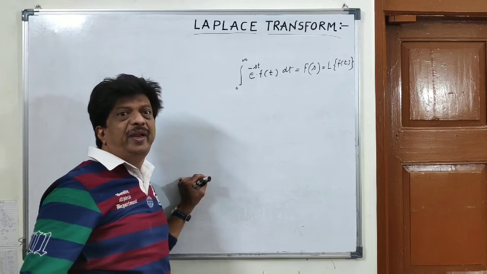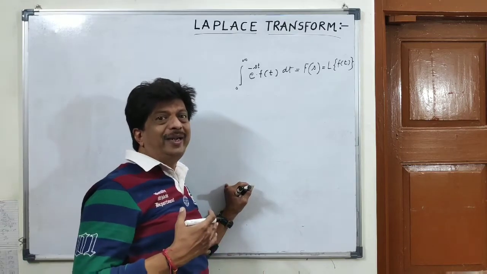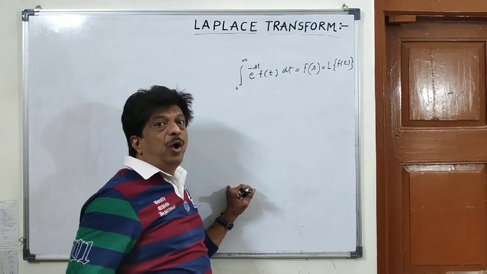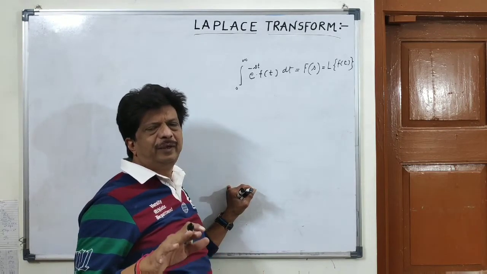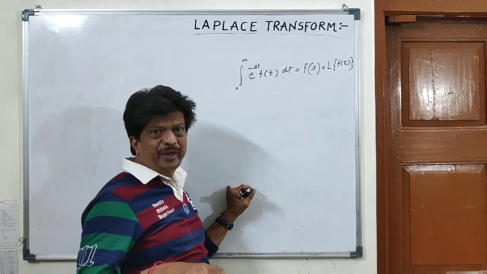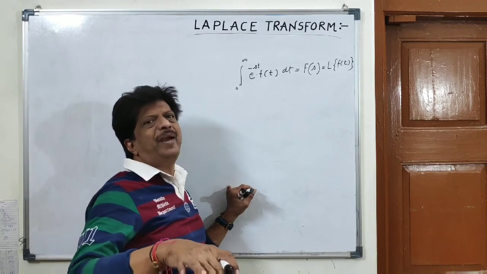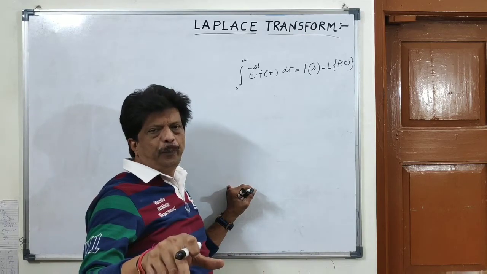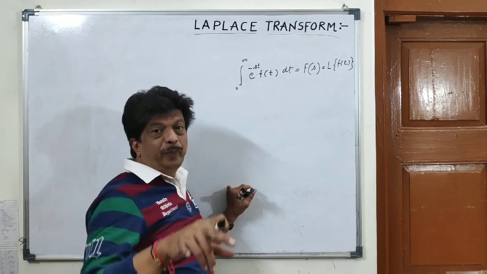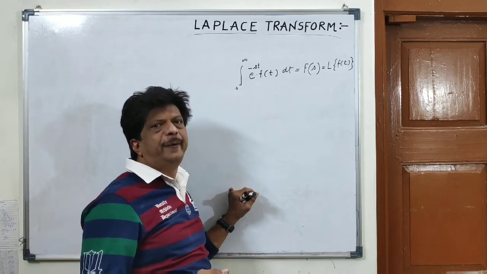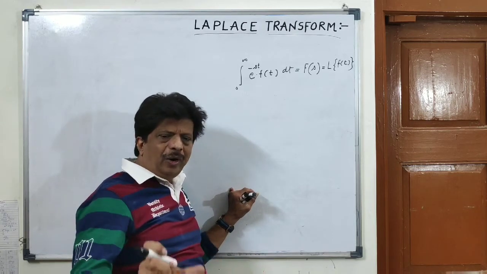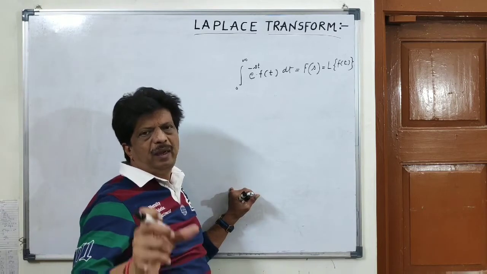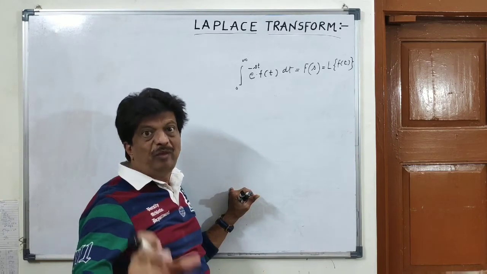So, whenever we want to find the Laplace transform of any arbitrary function, you have to follow two steps. At the foremost step, multiply that function by e raised to power minus st. Then integrate the product with respect to t between the limits 0 to infinity. Evaluate the integral. Whatever answer comes, that is the final Laplace transform of that function.